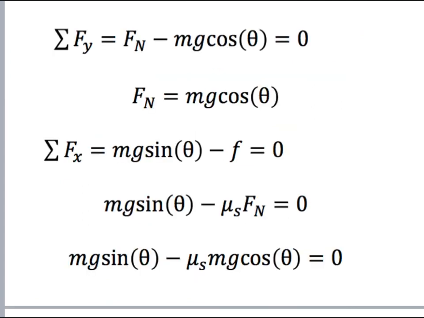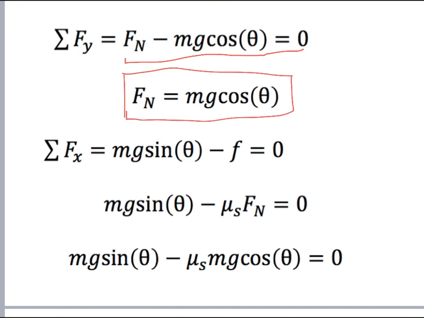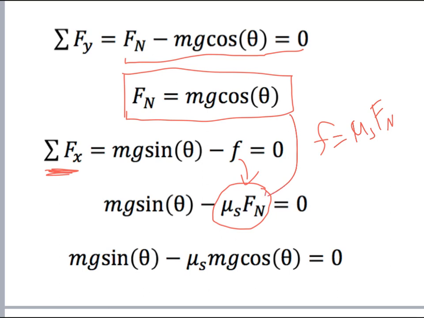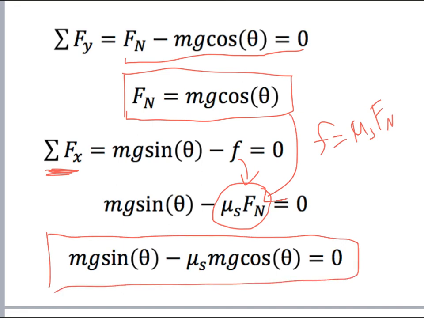For the y direction, we had the normal force minus mg cosine of theta equals 0. And that tells us that the normal force is equal to mg cosine of theta, just solving for the normal force. Then we can do the sum of the forces in the x direction. And what I've done here is I've plugged in that relationship, that little f is equal to mu sub s times the normal force. So I just plug that in here, and then I can take the normal force, plug it in there, and what I end up with is that mg sine of theta minus mu s mg cosine of theta equals 0.